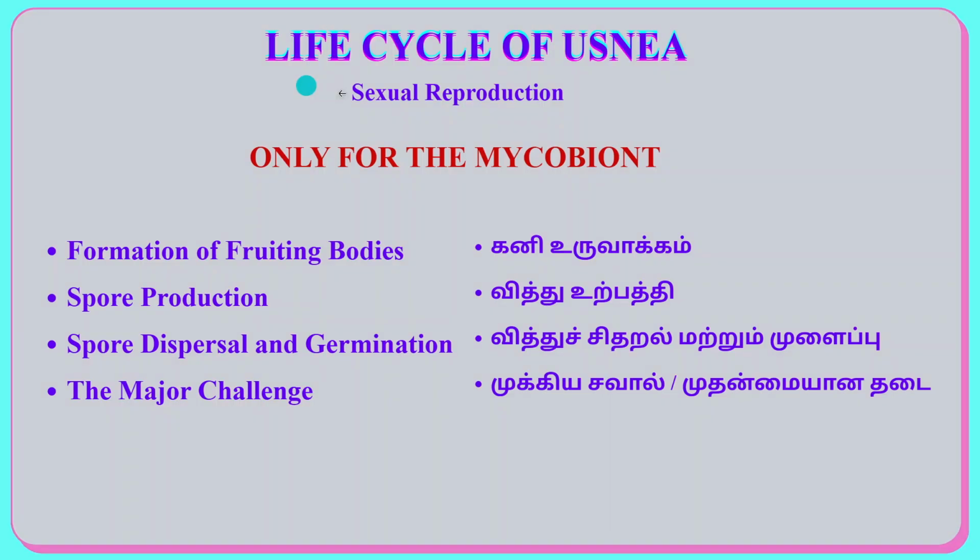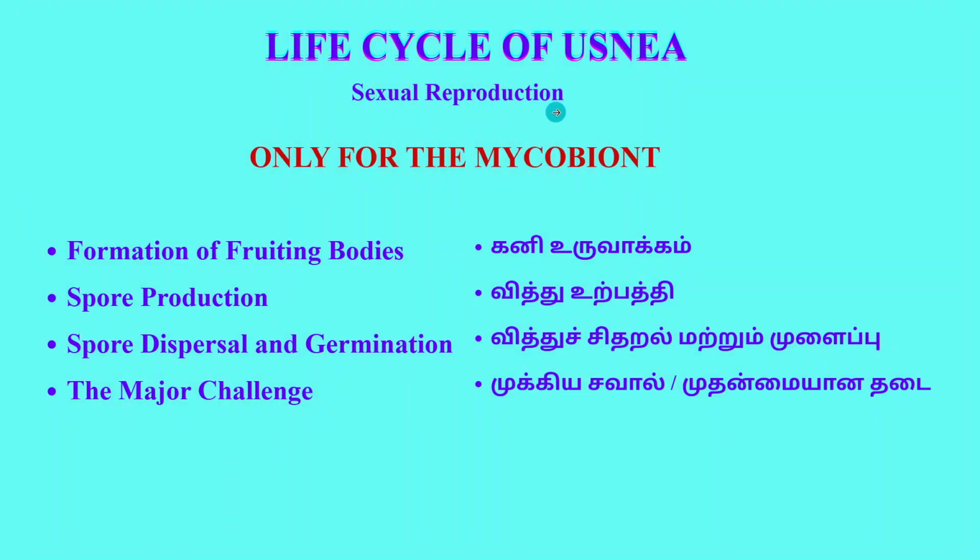And now we pass on to the sexual reproduction part. Only from the mycobiont you can see the sexual reproduction. Kindly recall, a lichen is a composite organism having both fungal as well as algal partner.